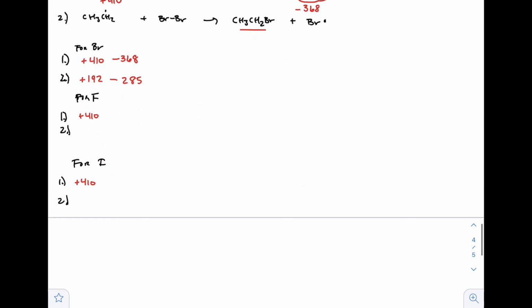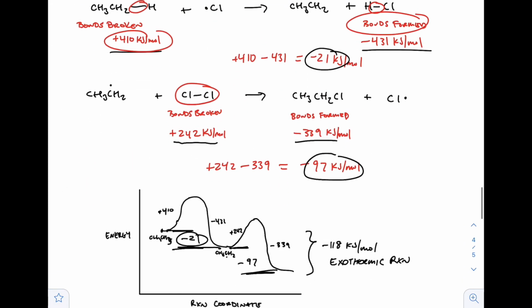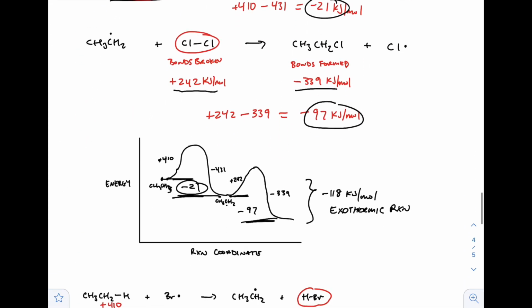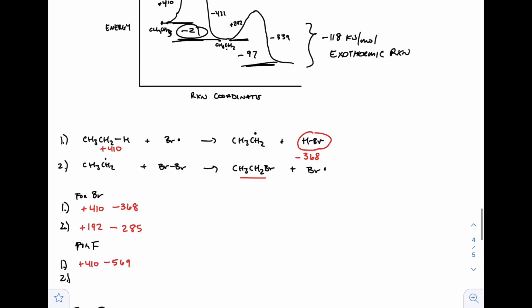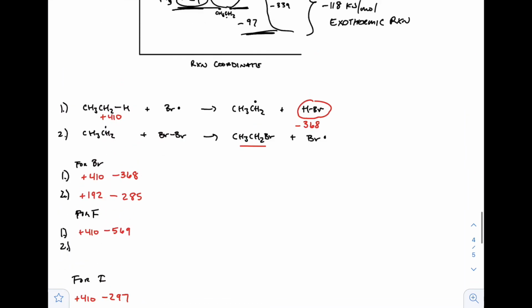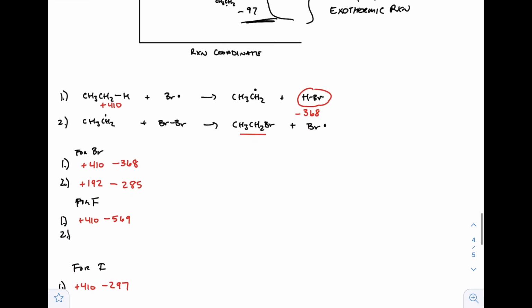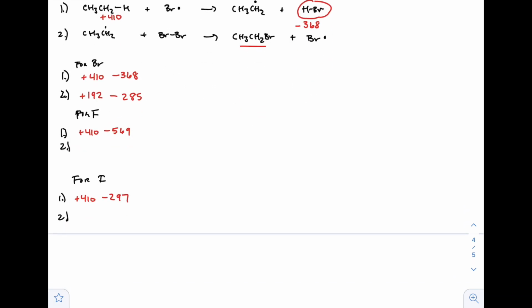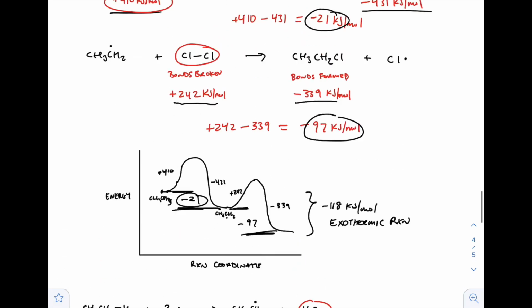So I'm going to hammer through these real quick. For fluorine, it's negative 569. Let's look at iodine. It's minus 297. Okay, so now we need to look at the bonds broken for fluorine and iodine, right? So for elemental fluorine and elemental iodine, take a look at our chart. That's a positive 159 for fluorine, positive 151 for iodine.